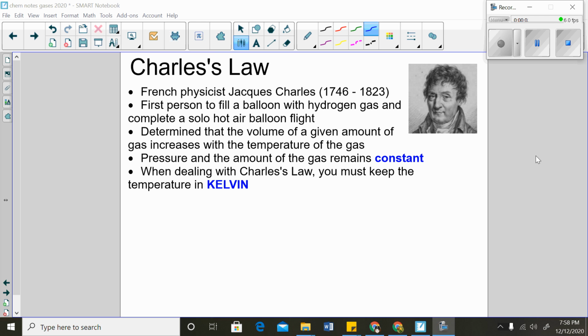This is Chemistry, Unit 12, Gases. Here we'll look at Charles' law. Now the Charles in question is French physicist Jacques Charles, who's the man in this image.